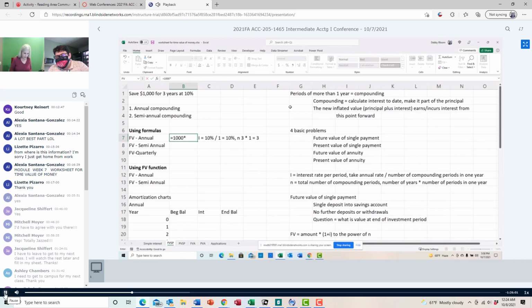But in Excel, you can open the parentheses and do 1 plus 10%. And we want to do it for 3 years. So in Excel, power is the little hat. So it's shift and then the number 6 on your keyboard. So little shift 6 to the power of 3. So if I put $1,000 into a savings account for 3 years and I earn 10% a year, compounded one time a year, at the end of the 3-year period, I will have $1,331 in my savings account.